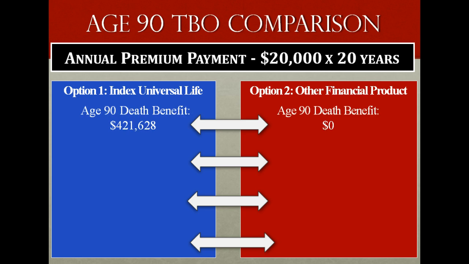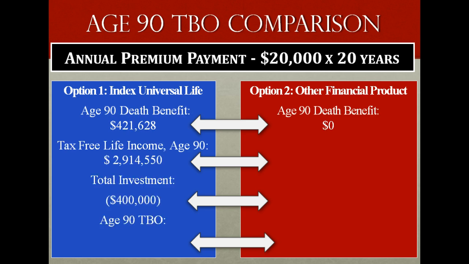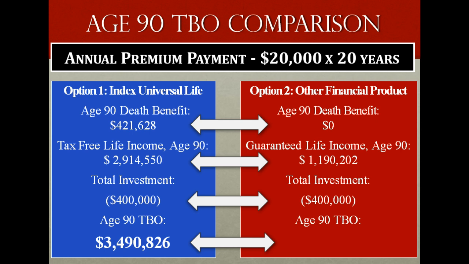Now we further illustrate and compare the Indexed Universal Life product with an alternative financial product. The total benefits of ownership at age 90. And you'll notice, as a side-by-side comparison, that the Indexed Universal Life total benefits of ownership is $3,490,826, versus total benefits of ownership of the alternative financial product of $790,202.